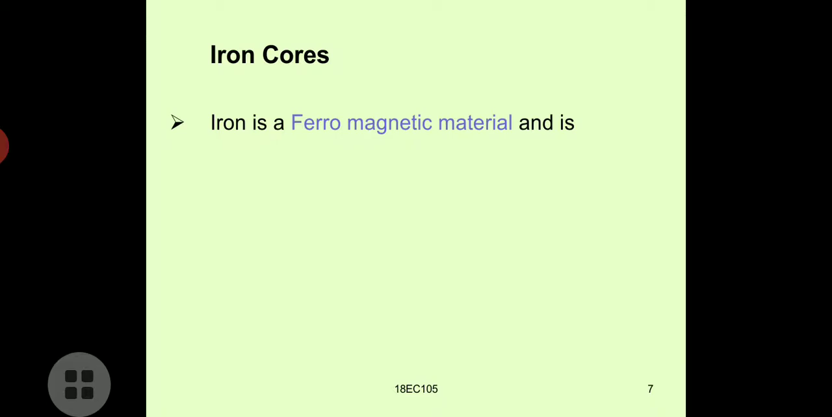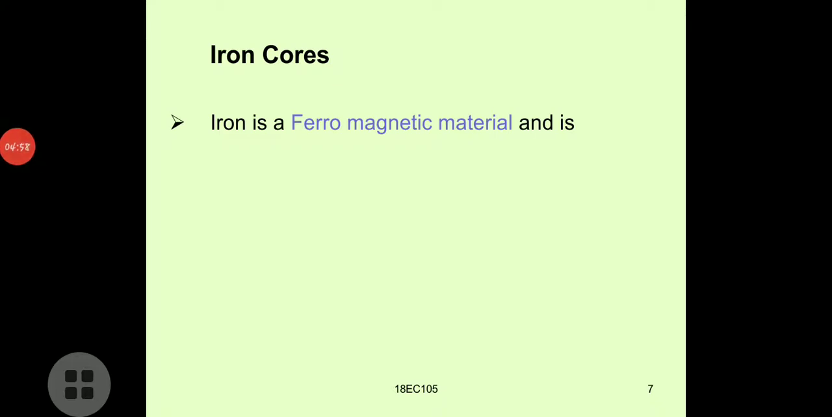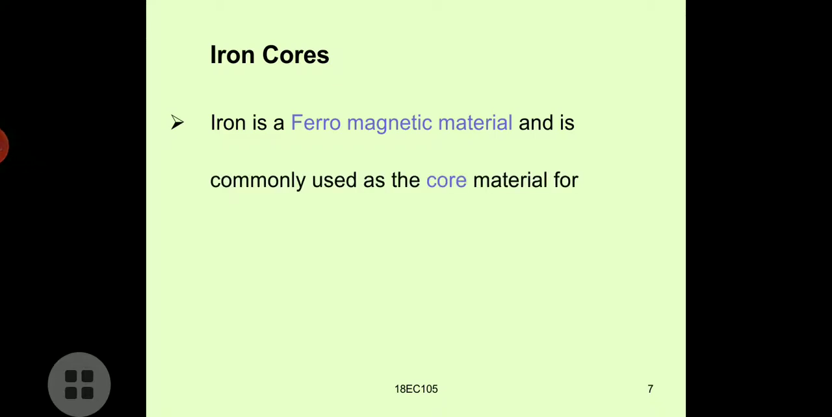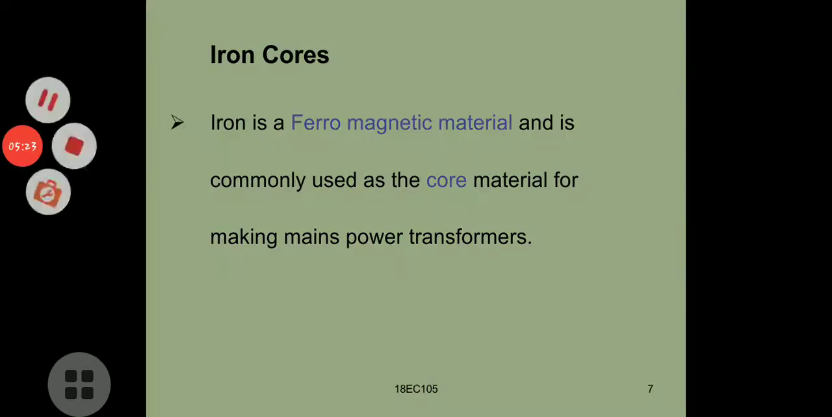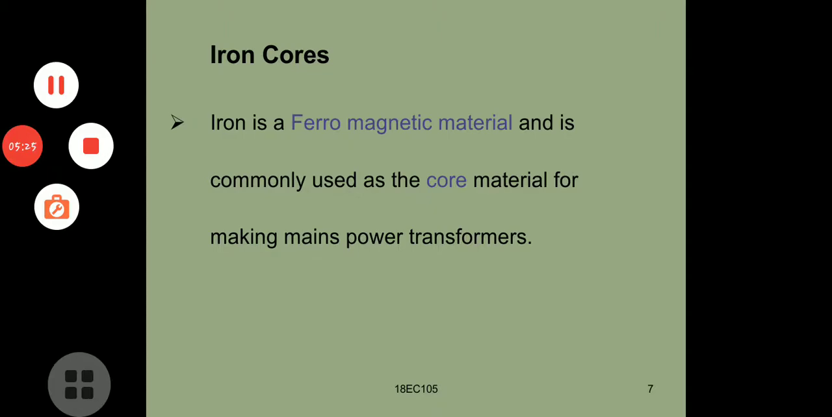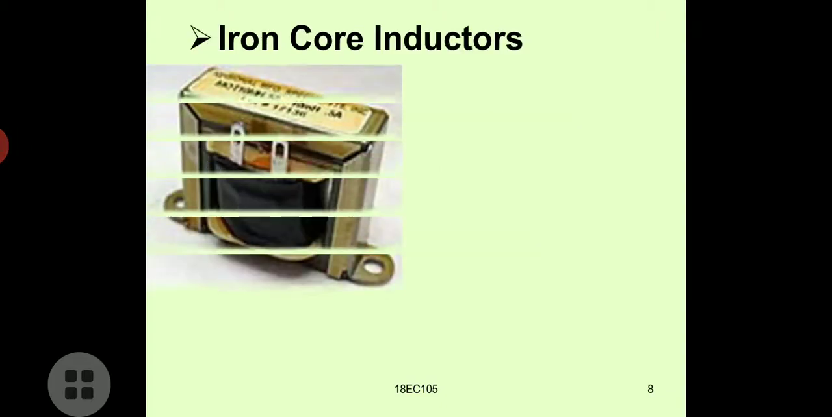Then iron cores. Iron is a ferromagnetic material and is commonly used as the core material for making mains power transformers and also some iron cores for some specific applications. So this iron core, we'll see some more models that are practically available in the market or the field of electronics. Let us see a few.